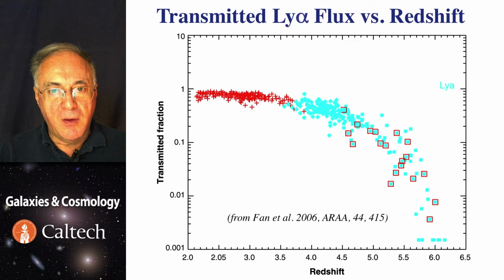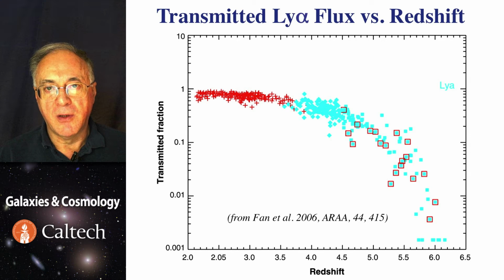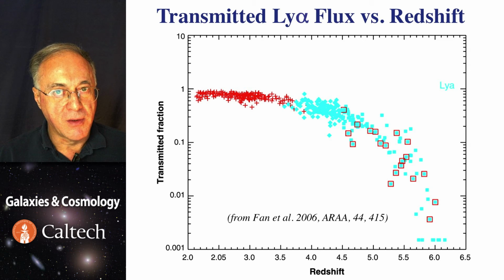So here is a plot of the transmitted flux at Lyman alpha wavelength as a function of redshift from a large number of different quasars. And as you can see, as you go to ever higher redshifts, more and more is absorbed, less and less gets through, and then there is essentially a waterfall, a steep cut at around redshift of 6, which is essentially the effect that I just described to you.